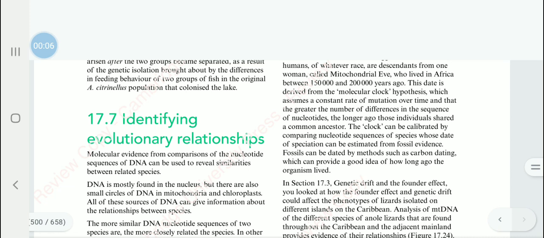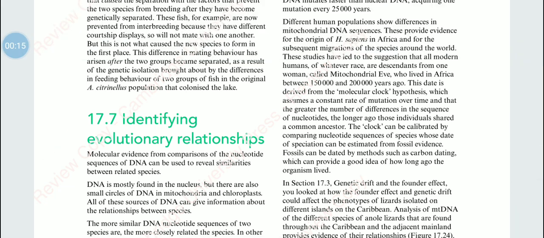Now we are going to identify different evolutionary relationships between different species and how they are separated from their common ancestors. Now when you go to molecular evidence to compare these DNA sequences, we can actually identify similarities between related species by studying their DNA sequences. Now we know that DNA is mostly found in the nuclei, but DNA is also found in mitochondria and chloroplasts. So all of this genetic information can give us evidence to prove the relationships between species.